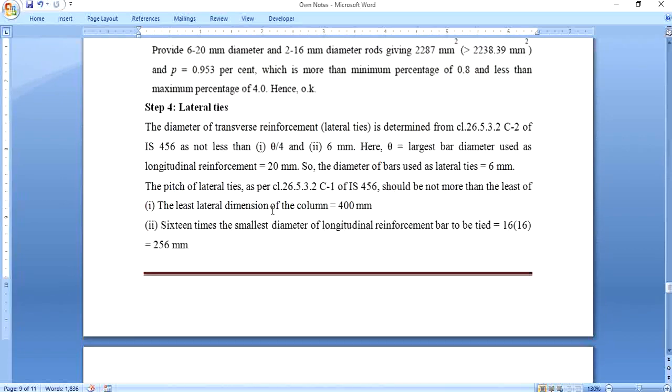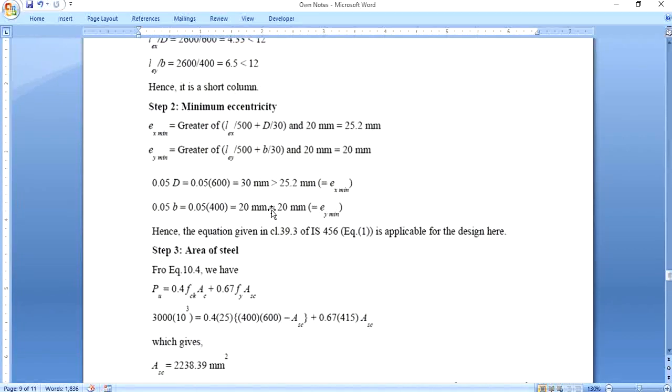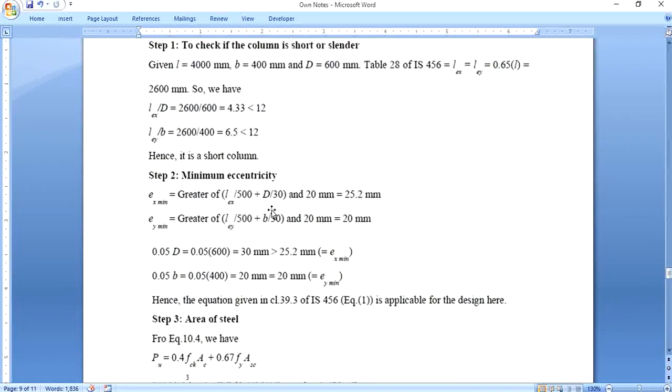So I hope you have understood this problem. You can go through this problem. If you have any queries, you can raise them. In the next session we are going to study the detailing of reinforcement and a few more examples. Thank you.